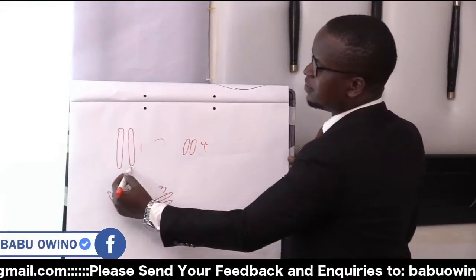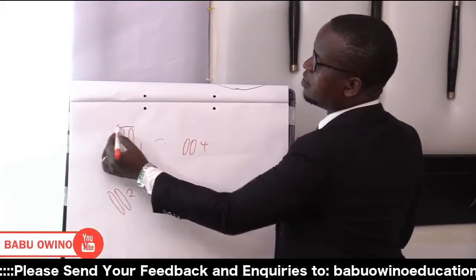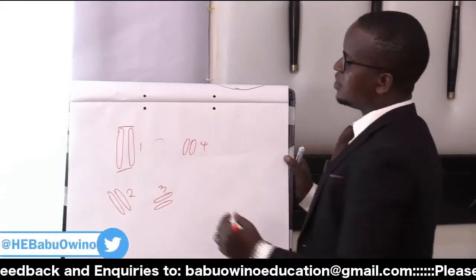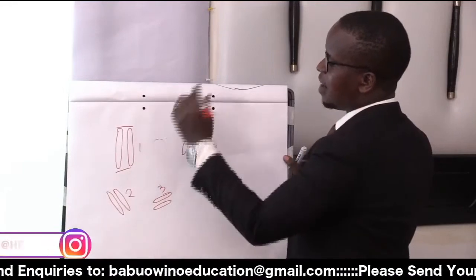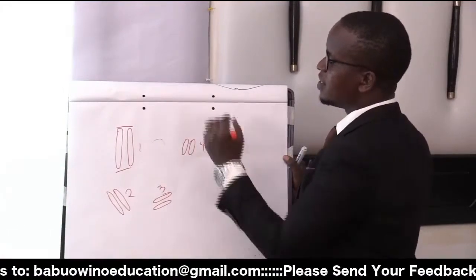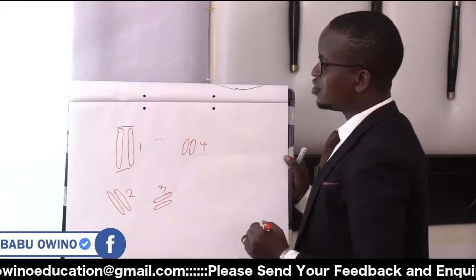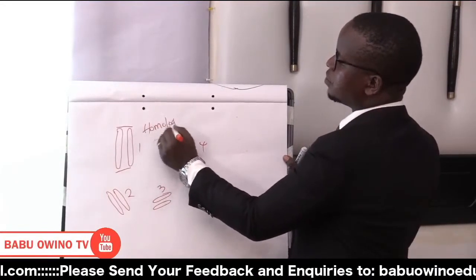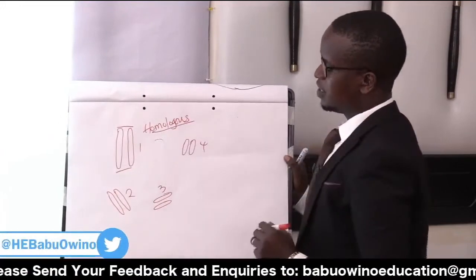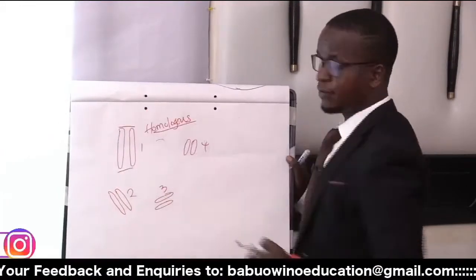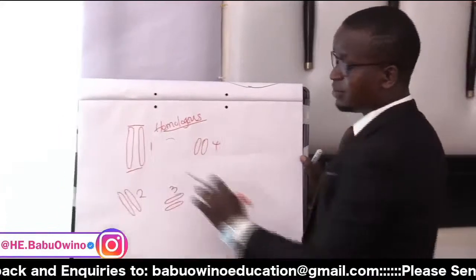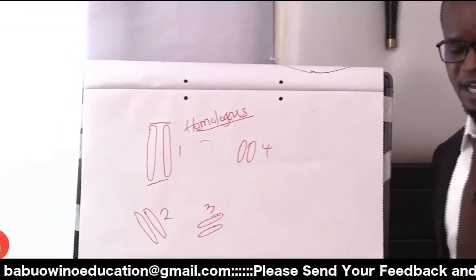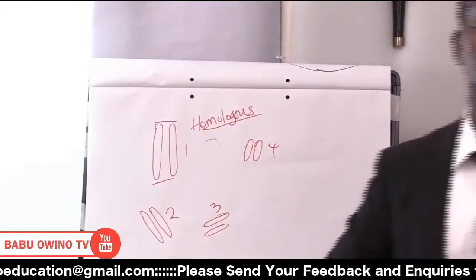The chromosomes which form a given pair, in most cases, are of the same characteristic length. Due to this, the members of a pair of chromosomes which are of the same characteristic length and shape, we always refer to them as homologous chromosomes. So this is a homologous pair of chromosomes. This is another homologous pair, and this is another homologous pair. So we have 23 pairs of chromosomes in human beings.